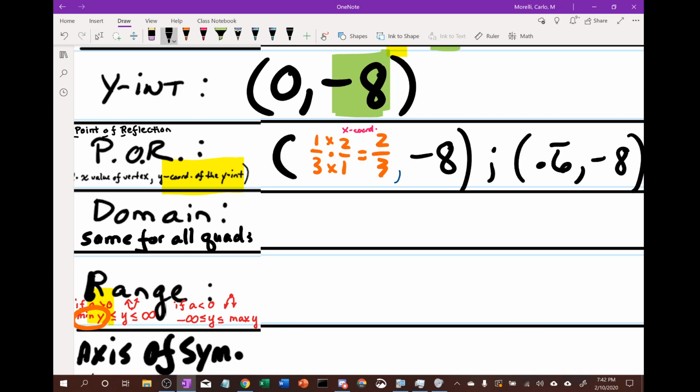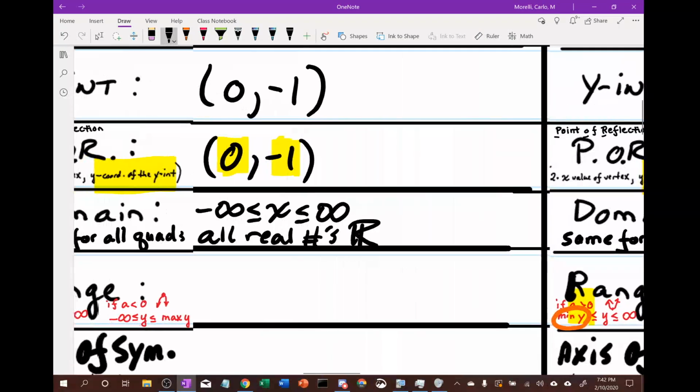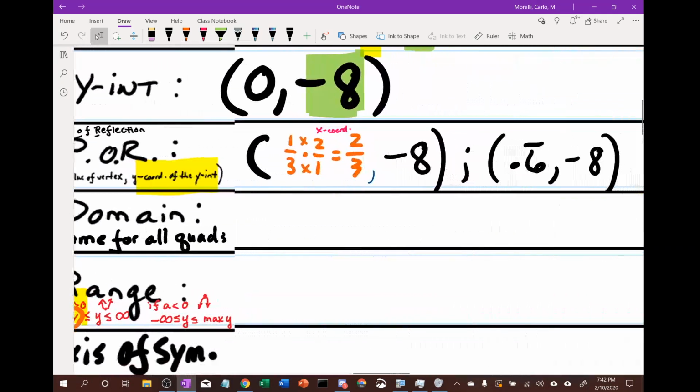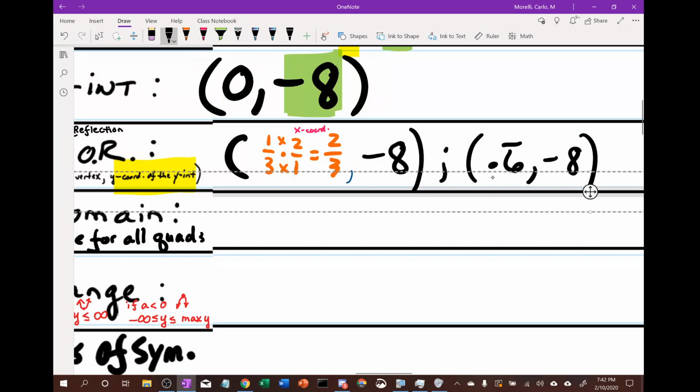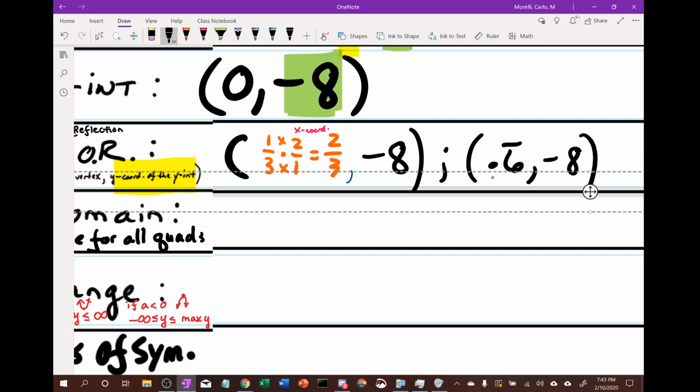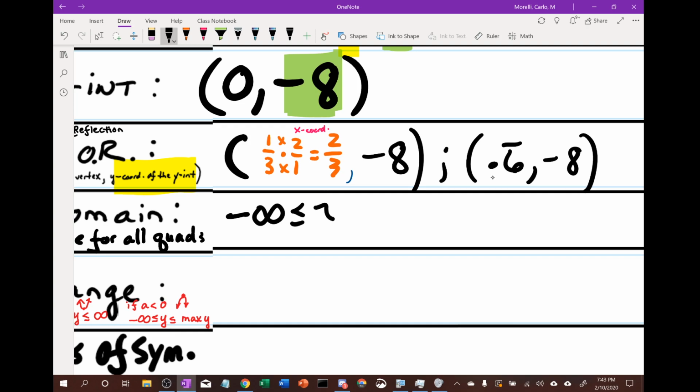It's the same domain we've used every single time. Negative infinity less than or equal to x less than or equal to infinity. Yes, thank you. I just wanted somebody to answer it. Yeah, that's good. Or we could say all real numbers.